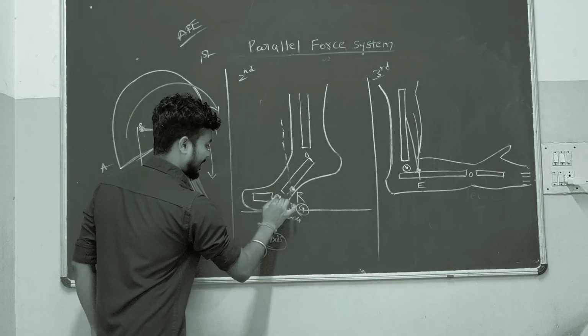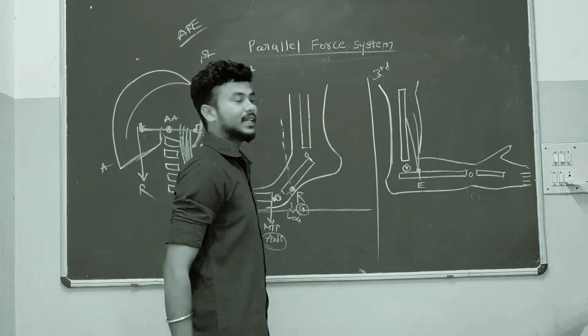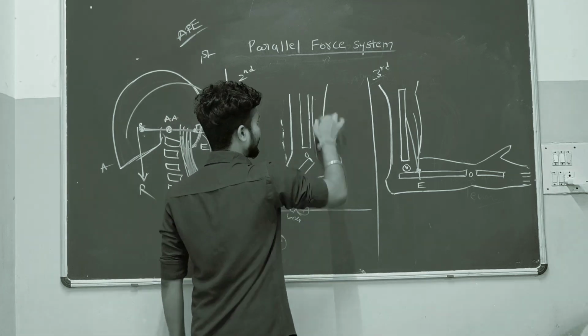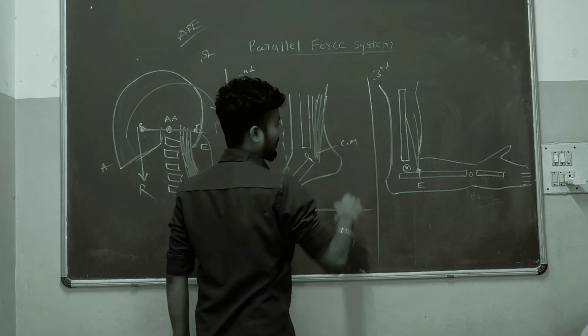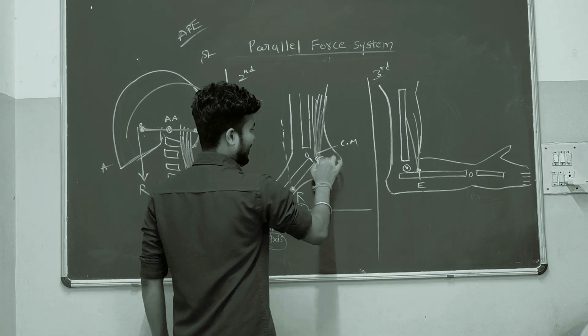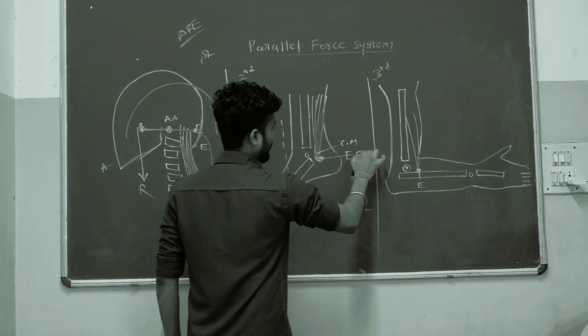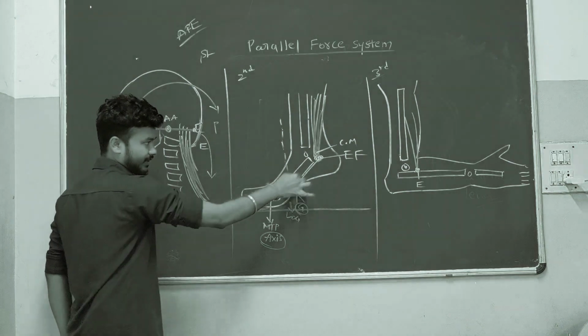This is our axis. And now we are doing heel raise. Heel raise is happening because of the calf muscles. Where are these muscles going to insert? They are going to insert at the calcaneum. This is effort force. Now see, the second order lever is here.